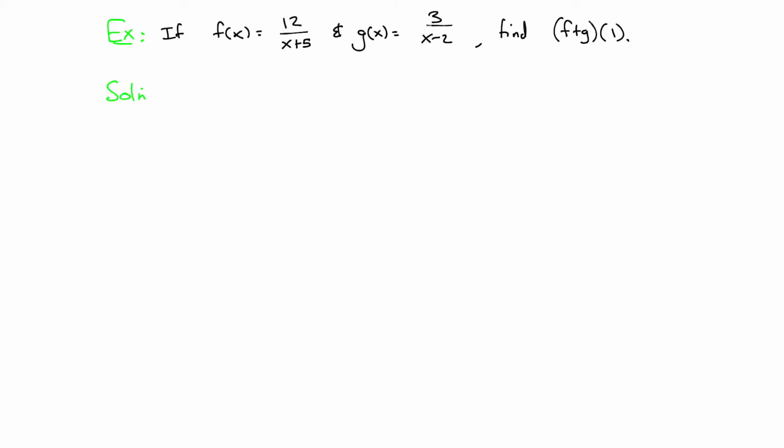All right, so solution. Now we could go out and find f plus g of x and then plug in 1 into it, but we don't need to, because by definition, f plus g of 1 is just f of 1 plus g of 1. So we don't need to find the sum function, we just need to plug in the x value 1 into f of x and g of x. That is to say, this becomes 12 over 1 plus 5 plus 3 over 1 minus 2.